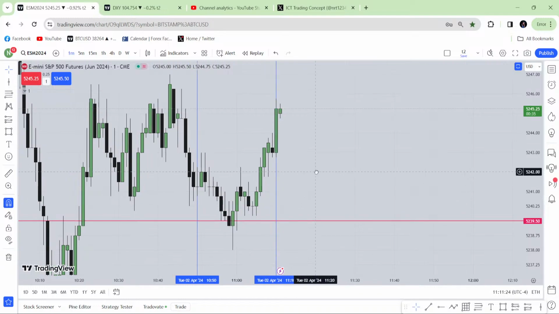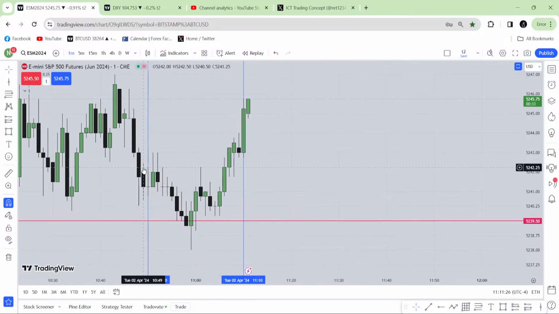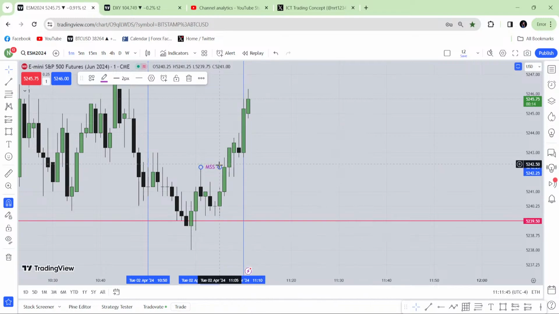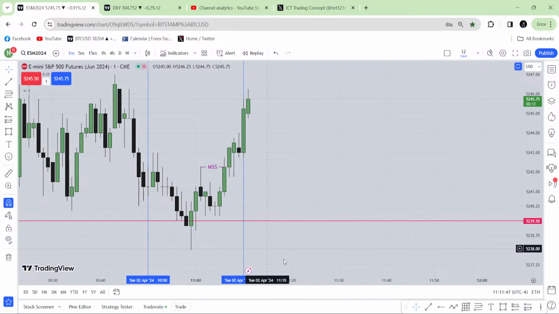So over here, when the market came into the macro, first what it has done is it has taken the sell side liquidity. Then it has taken the buy side as well. The market went lower and gave you the market structure shift over here. This is your perfect market structure shift. If you trade the macro, okay, where is your fair value gap? There is your fair value gap.